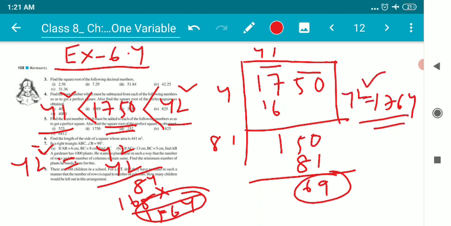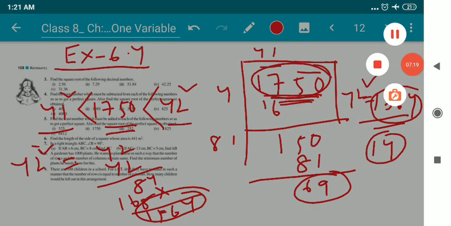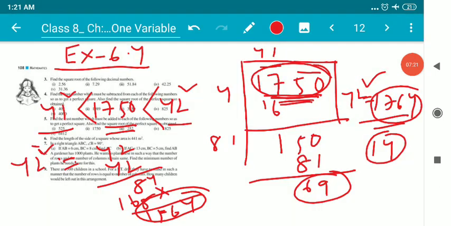42 square is 1764, right? So children, how much is to be added to 1750 to get 1764? Yes, 14. If I add 14 to 1750, I'll get a perfect square, and the perfect square number is 1764. So children, this is how we have to deal with this kind of question. I believe it's clear. If not, please let me know for sure. I will definitely explain these questions to you all.